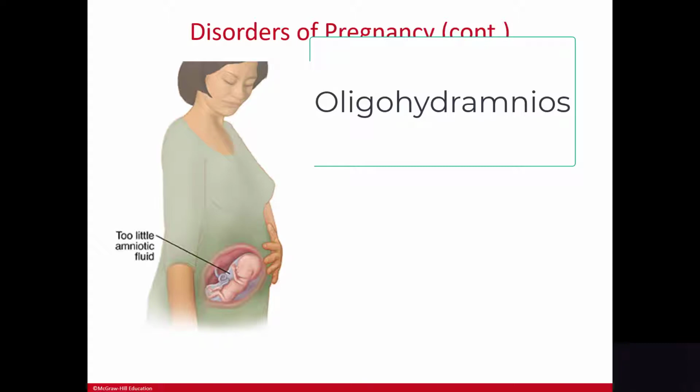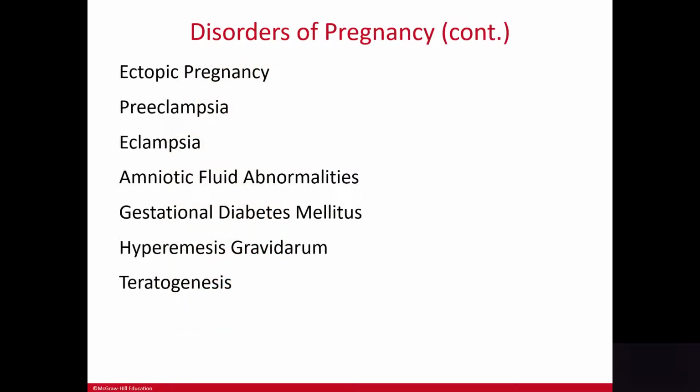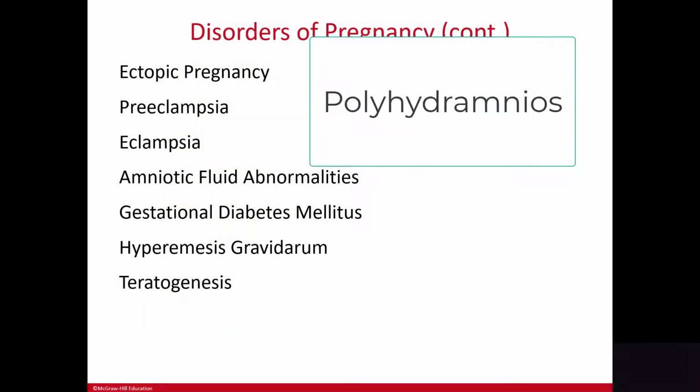Complications of oligohydramnios include increased chance of miscarriage, compression of fetal organs that can lead to suffocation, premature delivery, poor fetal growth, cord compression, and cerebral palsy. The second amniotic fluid abnormality that can occur is polyhydramnios, which simply means too much amniotic fluid. The prefix poly means too much or too many.